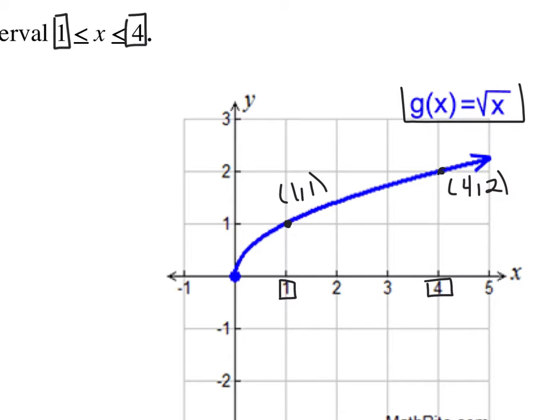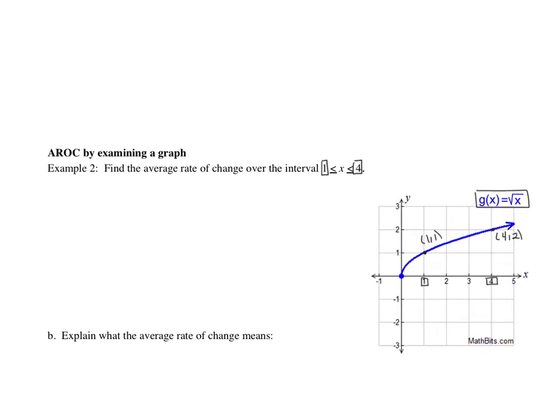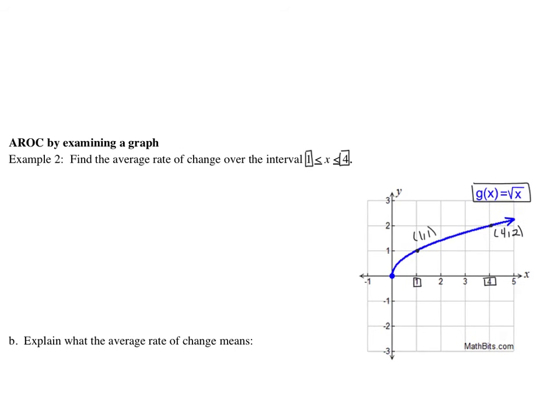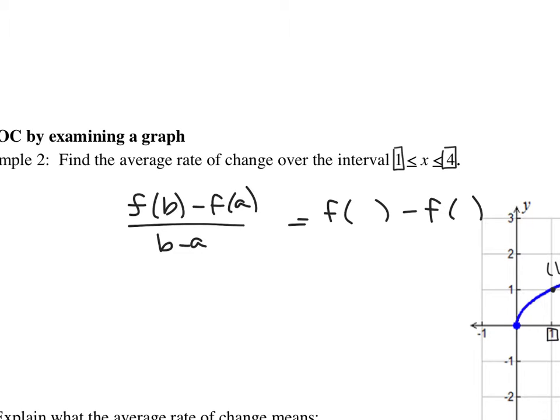They give us the function rule, but we don't really know how to work with radicals yet, so we're not going to bother. We're just going to do it as if it were a table or a graph. So we know our rule is f(b) minus f(a) over b minus a. My interval I want to look at is 1 to 4. So I'm going to do f(4) minus f(1) over 4 minus 1.